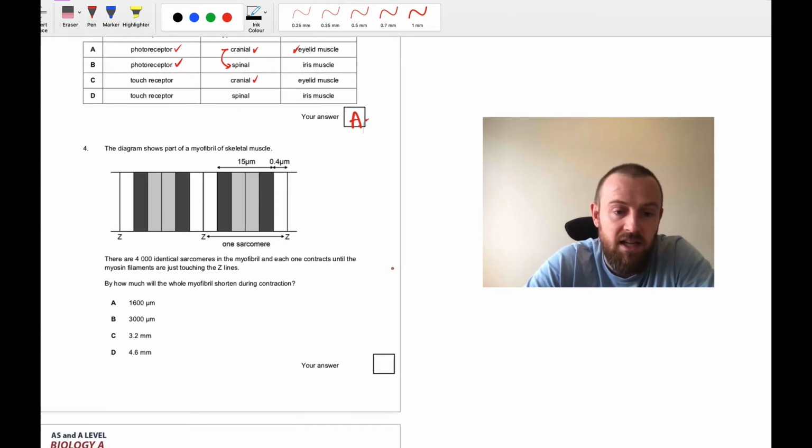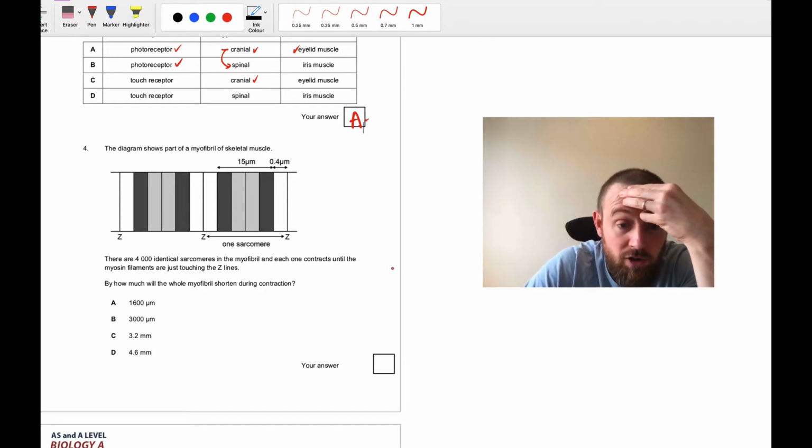4. Here's a skeletal muscle. There are 4,000 identical sarcomeres in the myofibril, and each one contracts until the myosin filaments are just touching the Z lines. Okay, so here's some maths. By how much will the whole myofibril shorten during contraction?